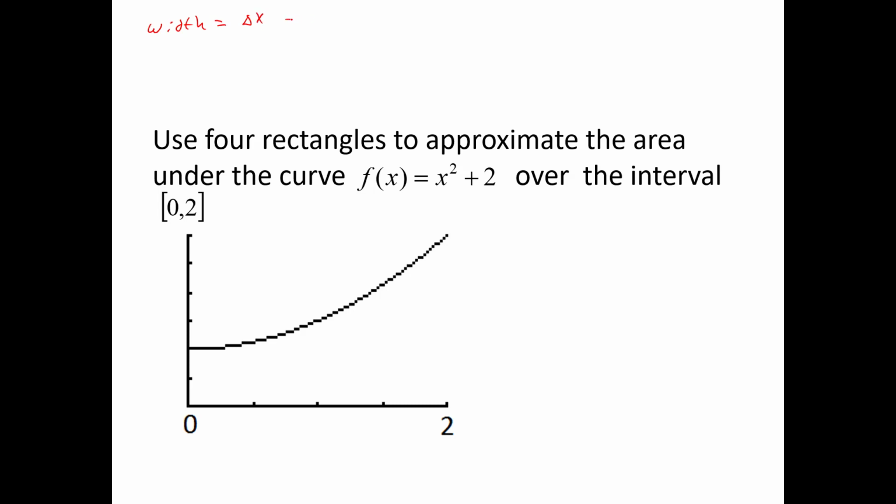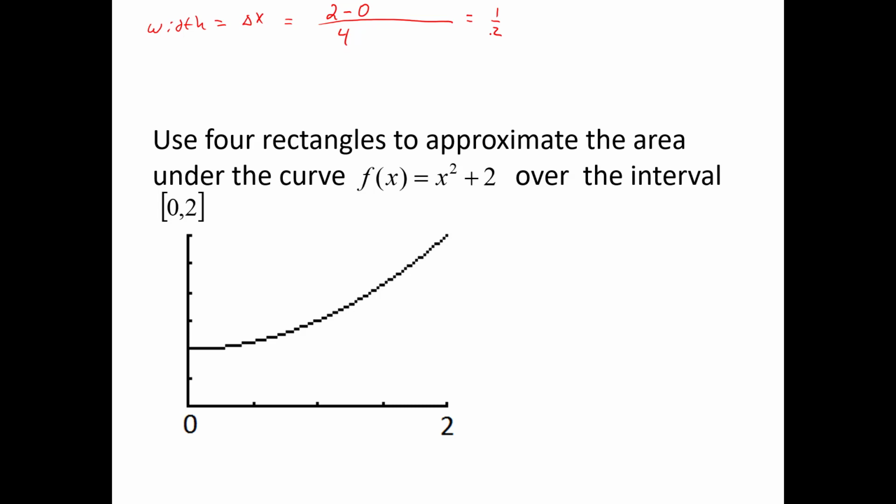And delta x we're going to find by taking the width of the entire interval. We're going from 0 to 2, and the way we find the length of the entire interval is by subtraction. 2 minus 0. And since we want 4 rectangles, we're going to divide that by 4. So that gives us a width of 1/2.